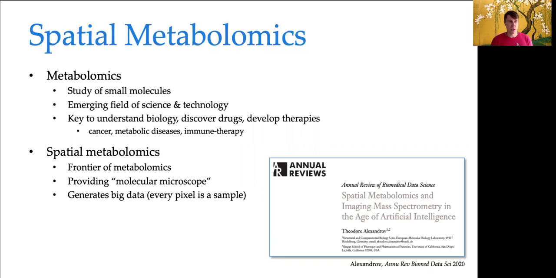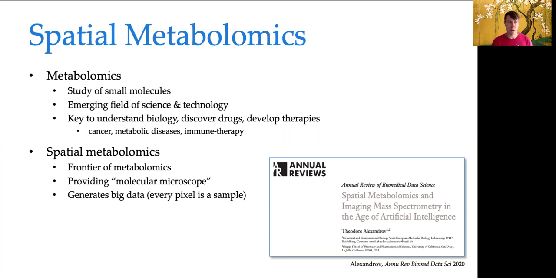Spatial metabolomics is a subfield of metabolomics and is often considered to be one of the frontiers of metabolomics, where it is focused on spatial detection and interpretation of small molecules in their native spatial context. For example, in tissue sections or in organs, or in general, across different spatial scales.